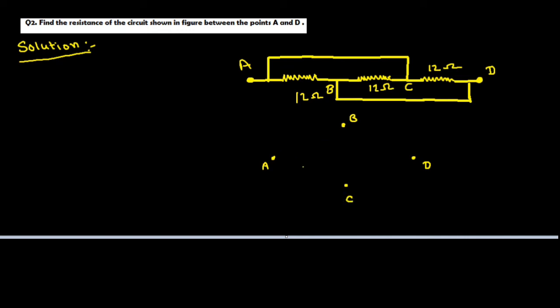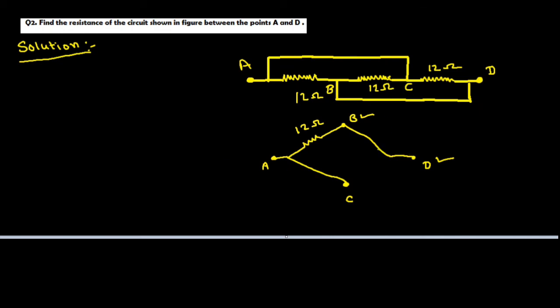As we can see from this figure, between these two points A and C, there's no resistance. So here we can join directly like this. Now, between these 2 points A and B, the resistance is 12 ohm. So we can write like this. This one is 12 ohm. Now, between these 2 points B and D, there's no resistance, so we can join like this.